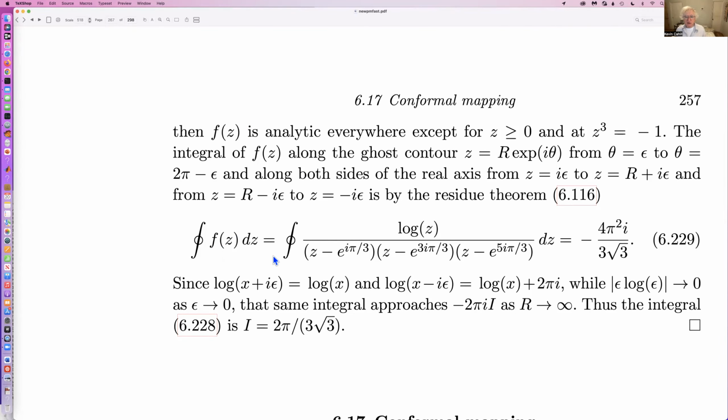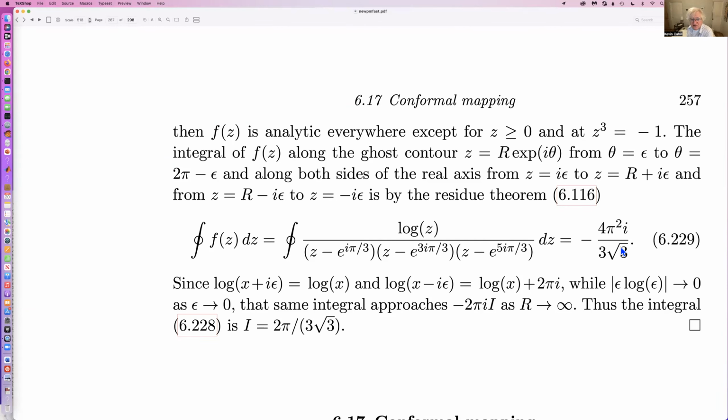And then we do an integral along a ghost contour as theta goes from epsilon to 2 pi minus epsilon, and along both sides of the real axis. And so then what we get is we pick up these poles, and we get this expression here essentially by Cauchy's integral formula or the residue theorem.